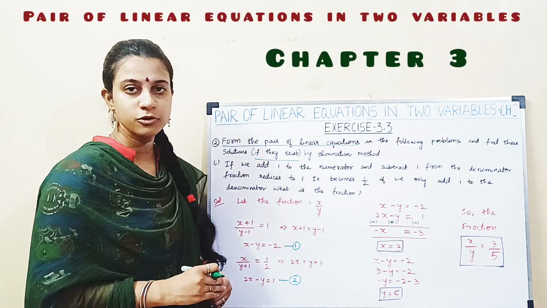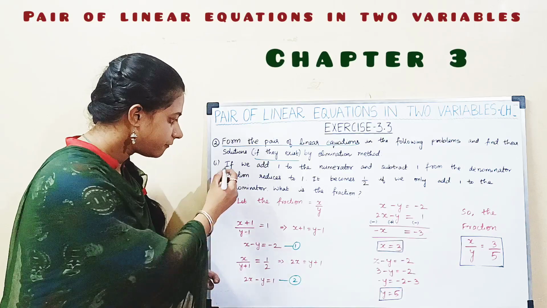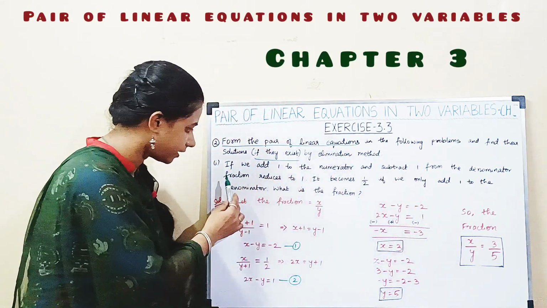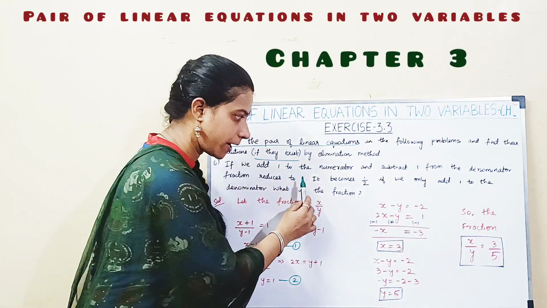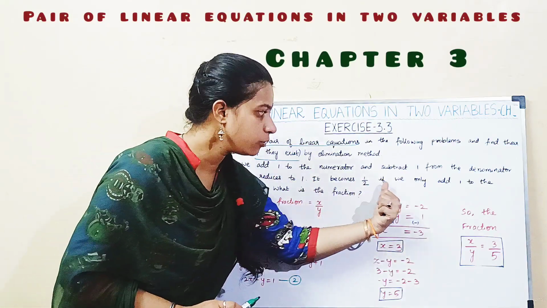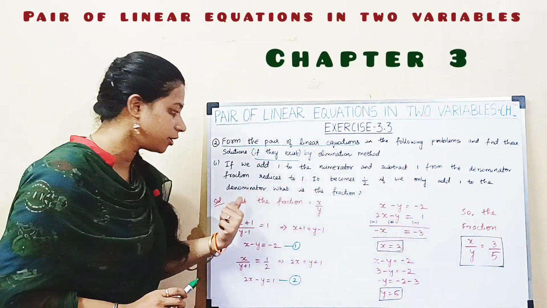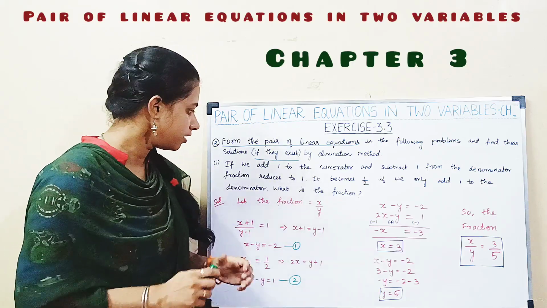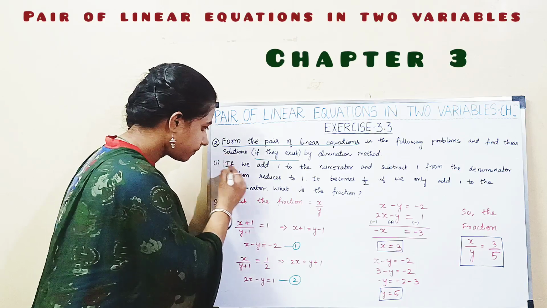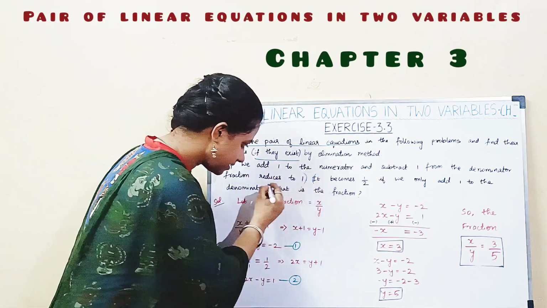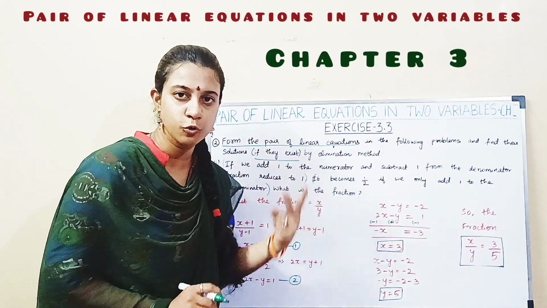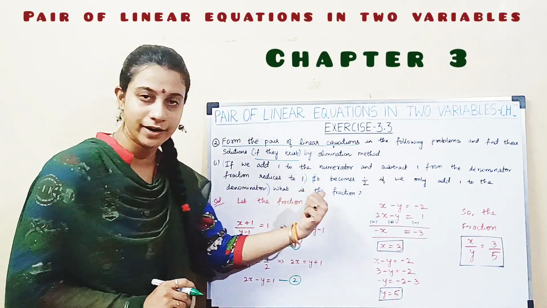Okay. So now let's see the first subdivision. If we add 1 to the numerator and subtract 1 from the denominator, the fraction reduces to 1. It becomes 1 by 2 if we only add 1 to the denominator. What is the fraction? Okay. So here two conditions are given. This is the first condition and this is the second condition. Okay. With these two conditions, we will now be framing two linear equations and we have to find the fraction.